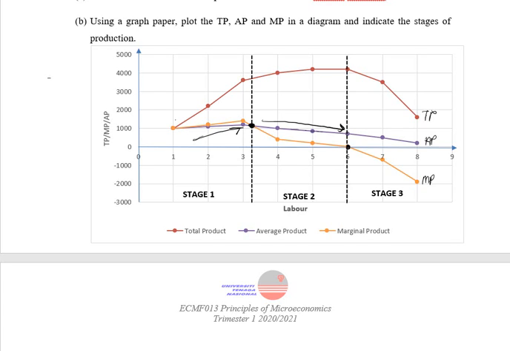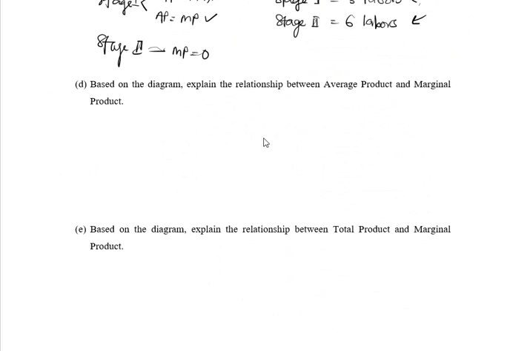Okay, and at this point, when marginal product equals average product, meaning marginal product intersects with average product, the average product is at maximum. You can see the purple curve here is at maximum at this point. So your explanation, you can actually get from the slide.